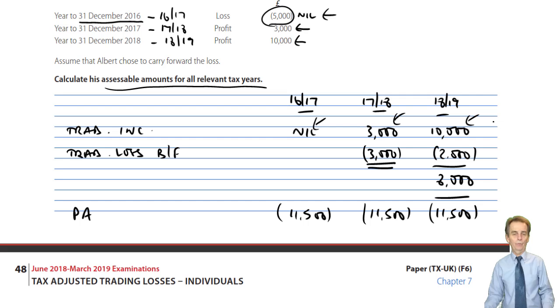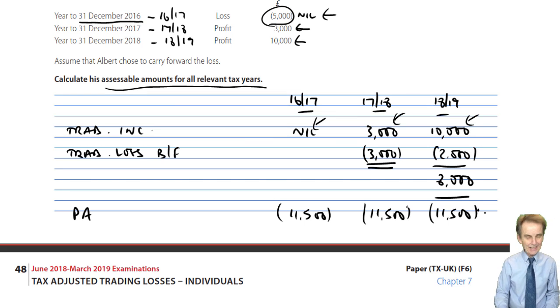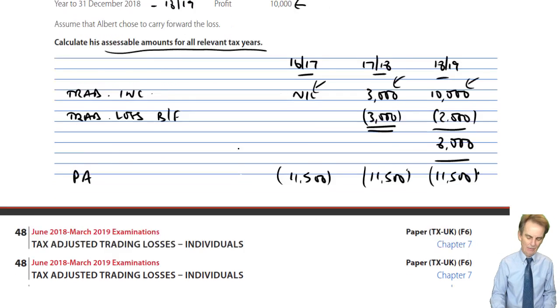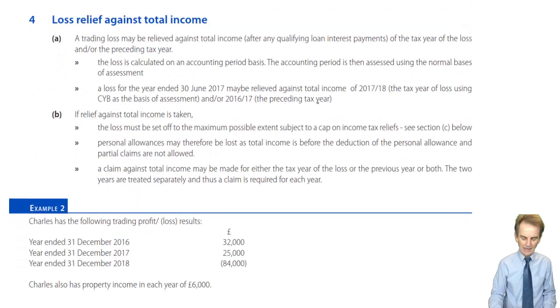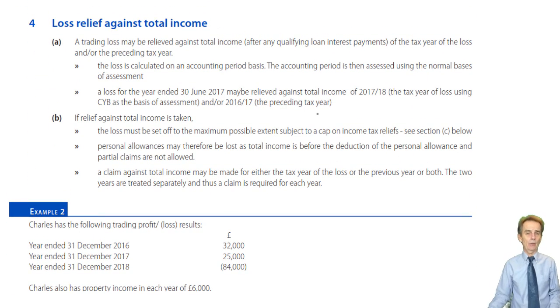But with that loss, there is no other option. It will go forward against the next available future trading profit. You can't say, I won't put it against the 3 because I've already got my personal allowance. I won't put it against the 10 because I've already got my personal allowance. You can't do that. Next available future trading profit. Okay, but as we've said, we're likely to see a mix of the carry forward and the rather more immediate relief in the current and preceding year against total income.